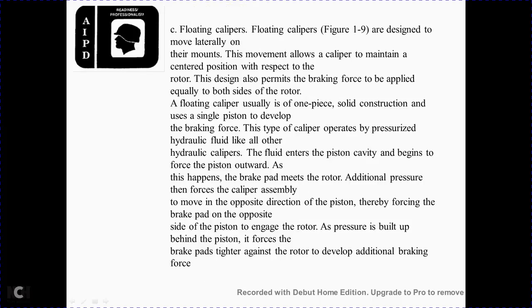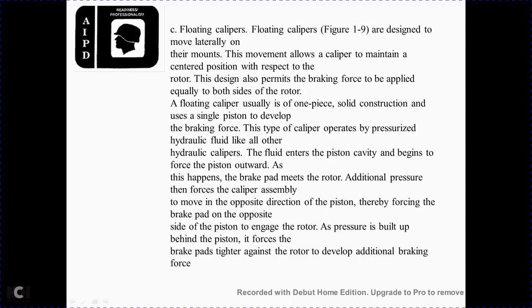Floating calipers, figure 1.9, are designed to move laterally. This movement allows the caliper to maintain a centered position with respect to the rotor. The design also permits the braking force to be applied equally to both sides of the rotor. The floating caliper is usually one piece of solid construction, used with a single piston to develop the brake force. This type of caliper is operated with pressurized hydraulic fluid. Like other hydraulic calipers, the fluid enters the piston cavity and forces the piston outward until the brake pad meets the rotor.